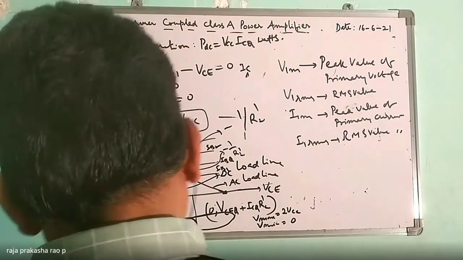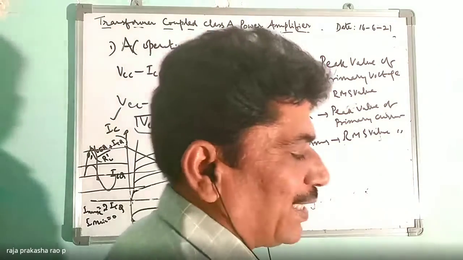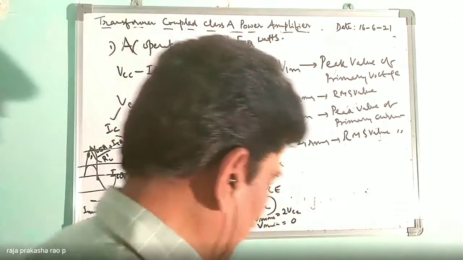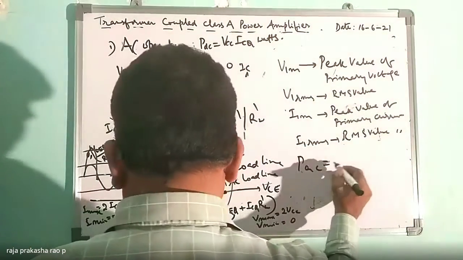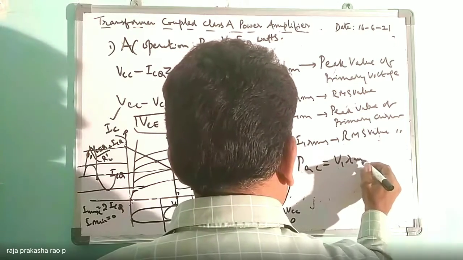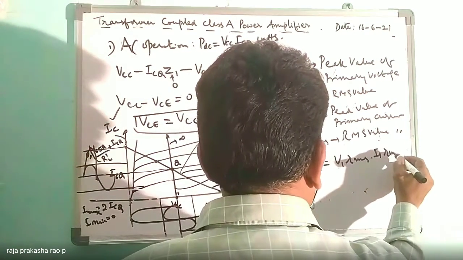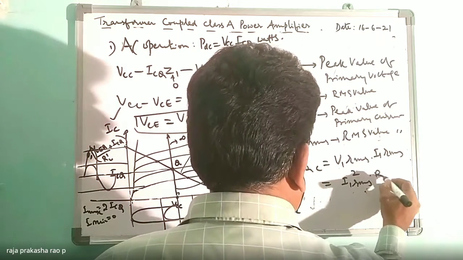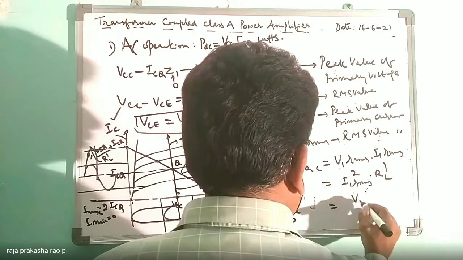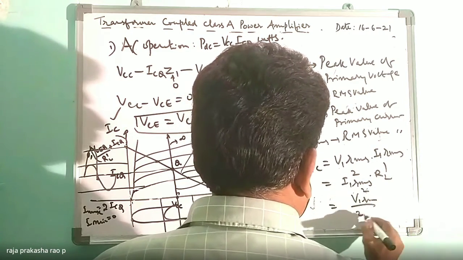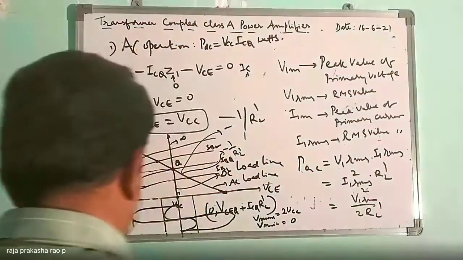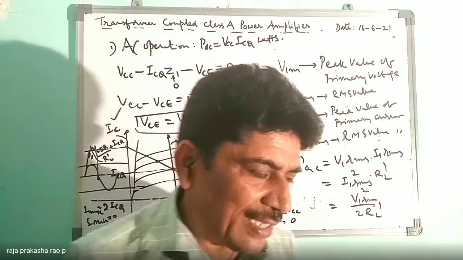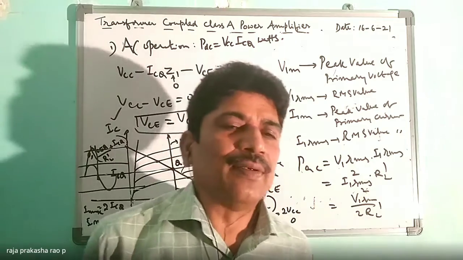Hence, the AC power delivered on the primary is given by, can you tell me what is the AC power delivered on the primary? Current IRMS square into RL dash, is it not? So PAC is equal to V1 RMS into I1 RMS. That is one expression. Another expression is I1 RMS square into RL dash. And this is also equal to V1 RMS square by 2RL dash. The primary side we know. How to find the secondary side? For the secondary coil, we can use the transformer equation.